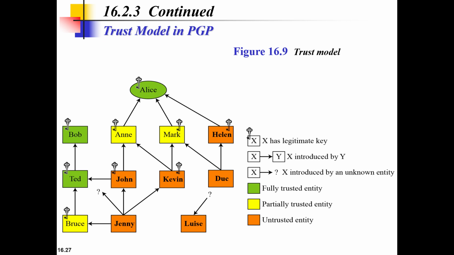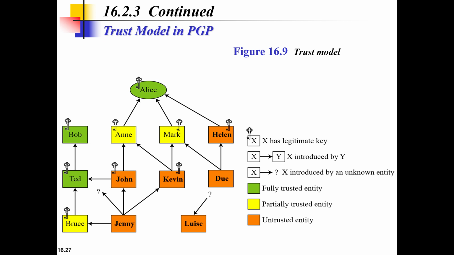Figure 16.9 shows that there are three entities in Alice's ring with full trust: Alice herself, Bob and Ted. The figure also shows three entities with partial trust: Anne, Mark and Bruce. Also, there are 6 entities with no trust, and 9 entities with a legitimate key. Alice can encrypt a message to any one of these entities or verify a signature received from one of these entities. Alice's key is never used in this model. There are also 3 entities that do not have any legitimate keys with Alice.